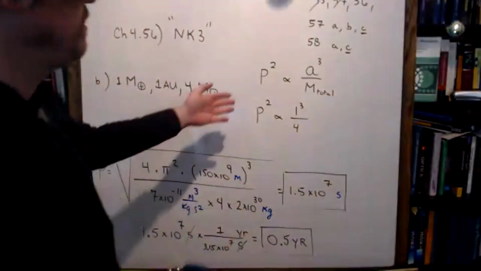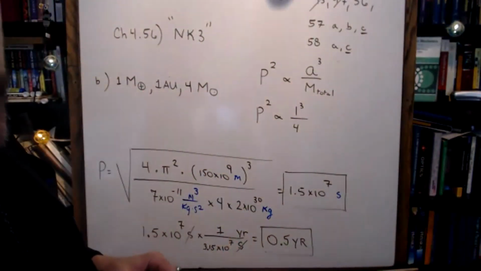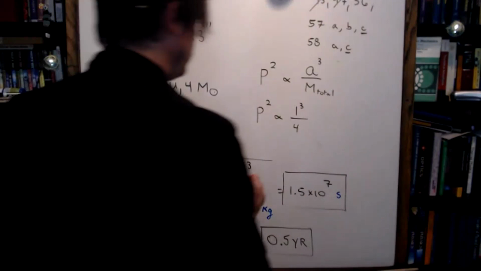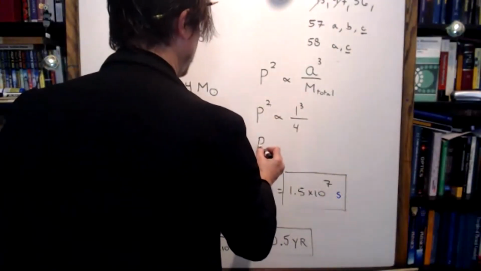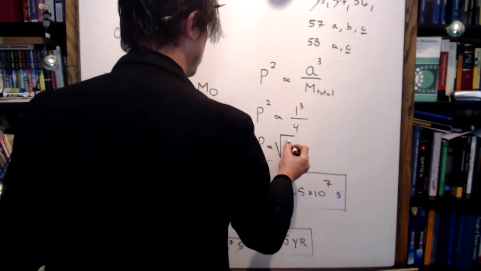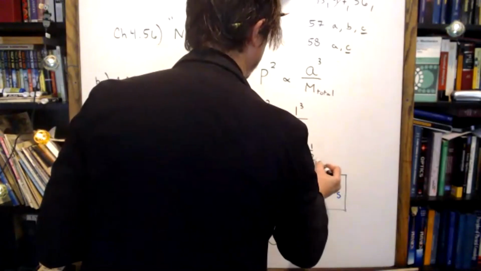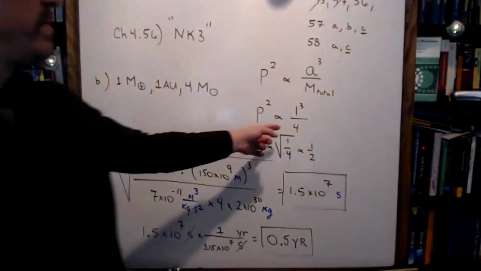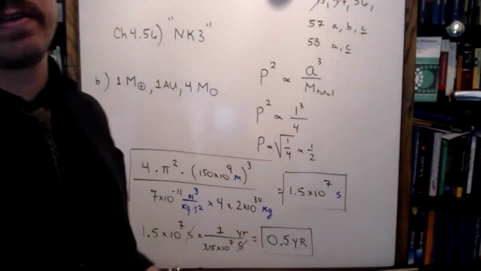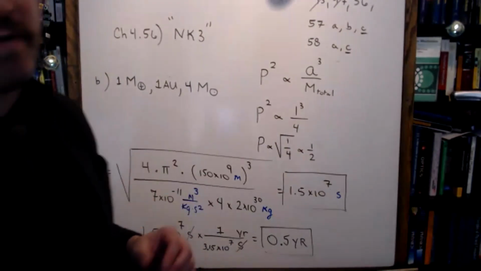That means basically P squared is proportional to 1 cubed over 4, which implies that P is proportional to the square root of 1/4, or P is proportional to half. So if I quadruple the mass, the period would drop by half.